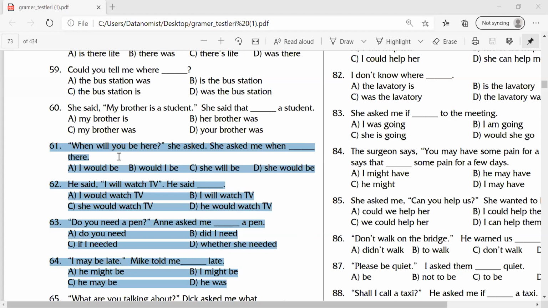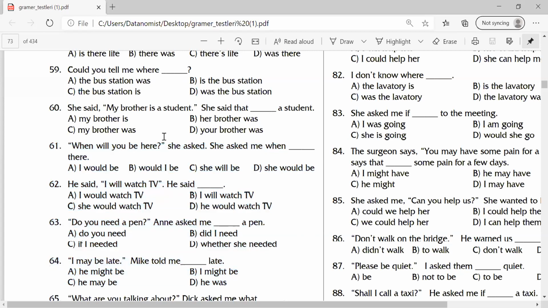Okay. When will you be here? She asked me. Look at this. She asked me what? Already I got one conjunction. I want one subject and verb, and that too past. When I would be there, would I be there? She'll be there. She would be there. She asked me when I would be there, not she.